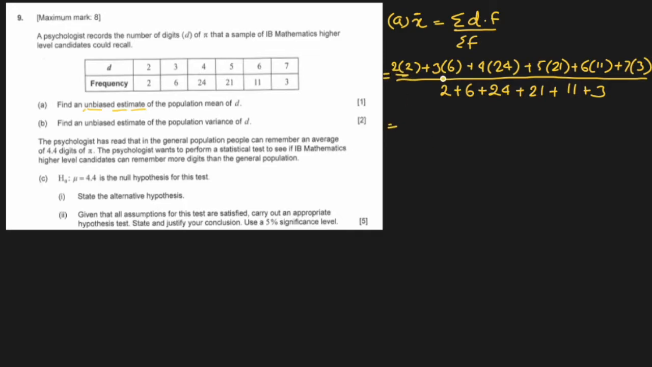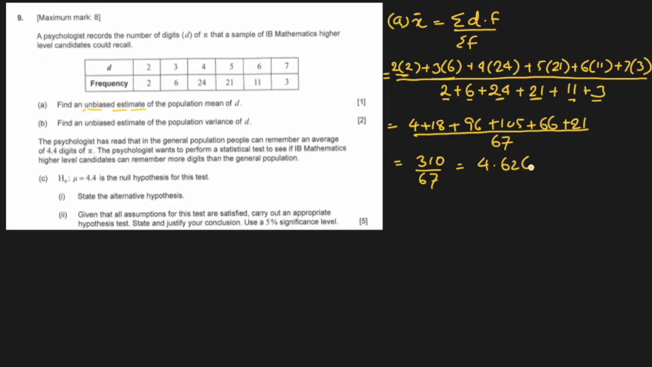So 4 plus 18 plus 96, 105, 66 and 21 over 8, 32, 53, 64, 67. So it comes out with 310 over 67, or 4.62686, rounded off to 4.63. This is the unbiased estimate.